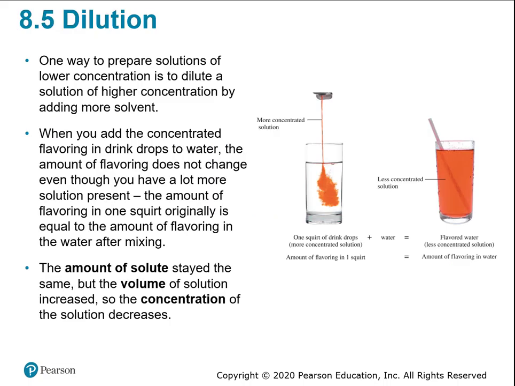Last part of the math. What if you have a solution and you need to decrease the concentration? So what if you start off with a 20% solution and you want to decrease the concentration to 2% or to 5%? So you want to make a lower concentration. That is how you do a dilution.